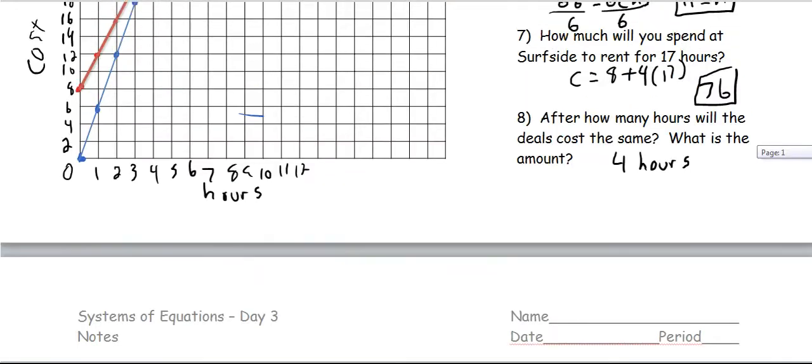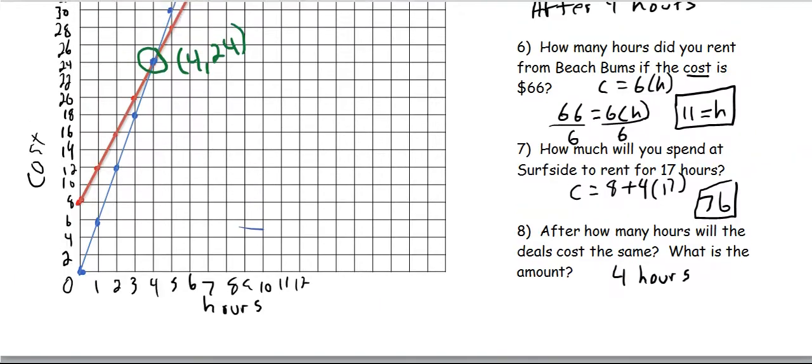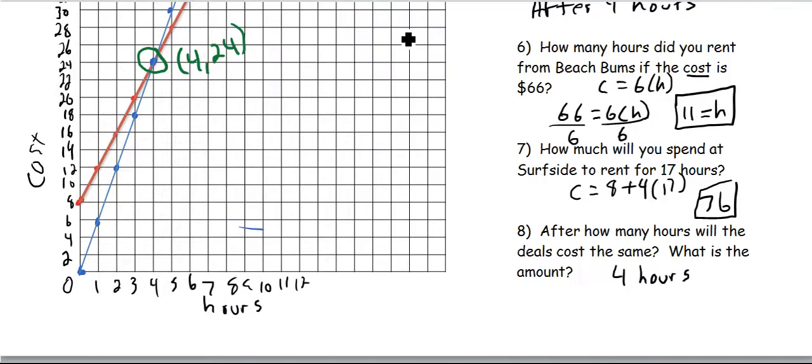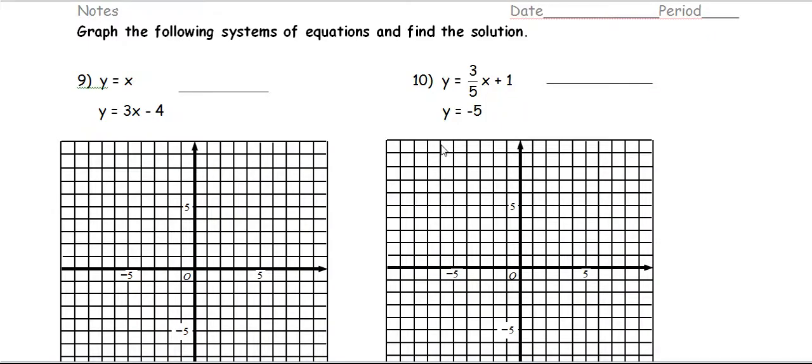Well, apparently we're having some technical difficulty. I will come back and get that for you. Well, hold on just one moment. I'll see if I can pull up that second part. Day 3 notes. All right. Well, I will get back to you in just a moment. All right, the technical difficulty has been taken care of.